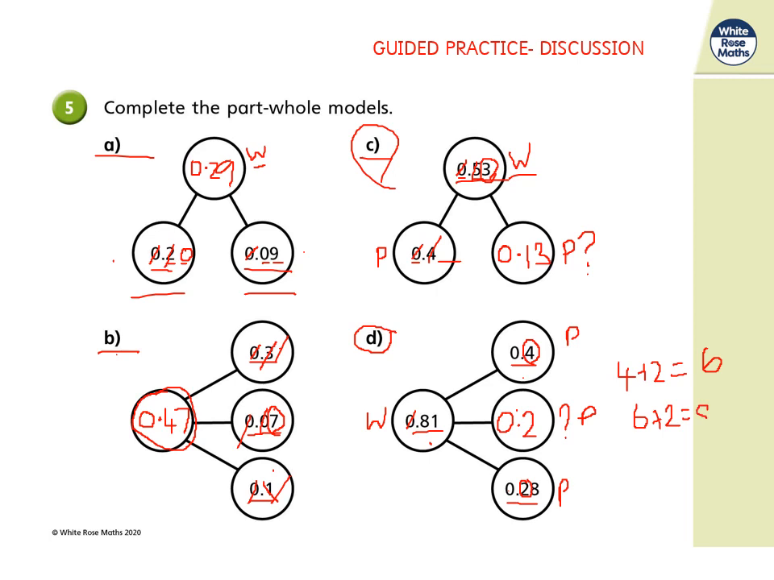Now looking at the hundredths column, I have 1 hundredth. And here I have 8 hundredths. So I wonder what the missing part will be. Have a think. Pause the video now and have a think.